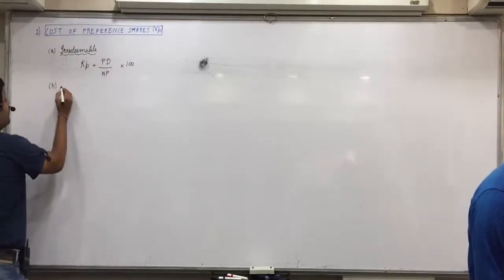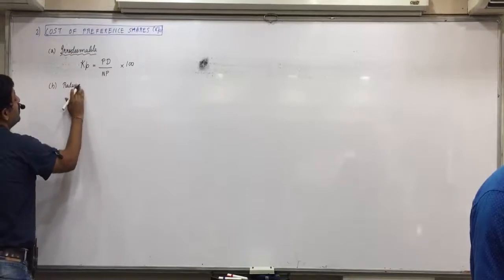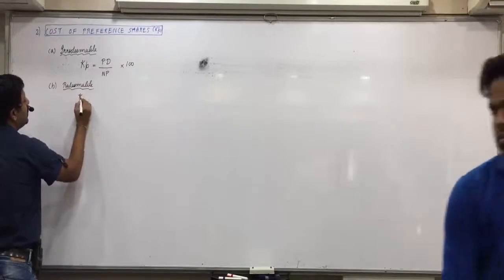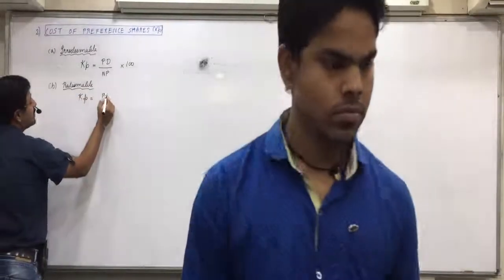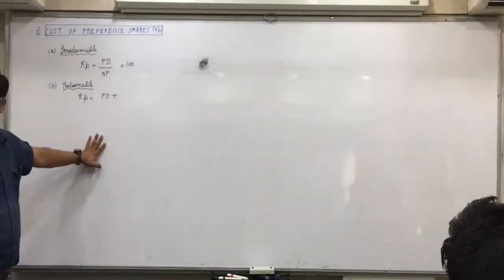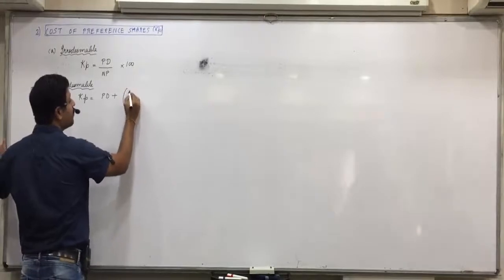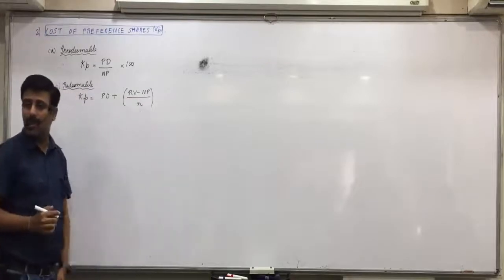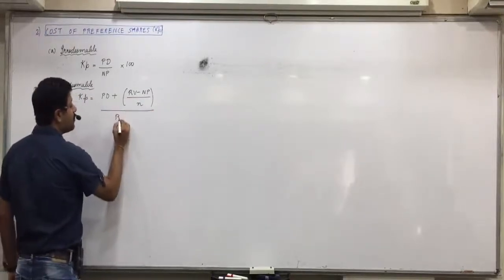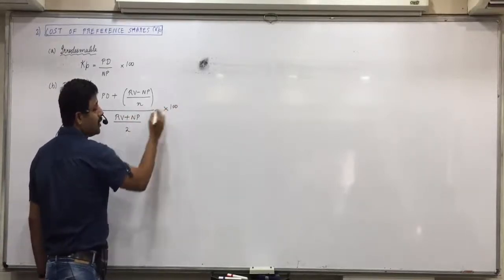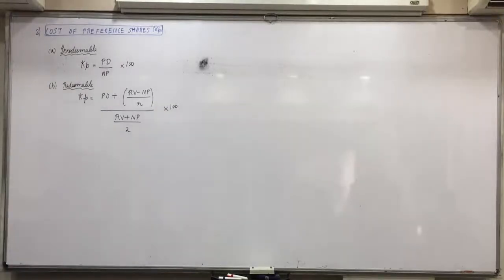And if the preference shares are redeemable, then instead of I(1 minus T) we will have PD. The rest of the formula will remain exactly the same. What was the second part? (RV minus NP) upon N, divided by (RV plus NP) divided by 2, into 100. So this will remain exactly the same. Any confusions in this?